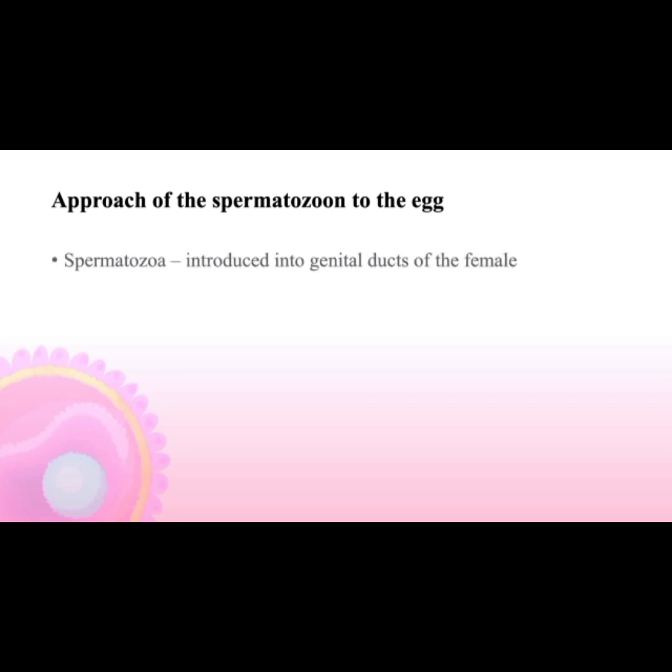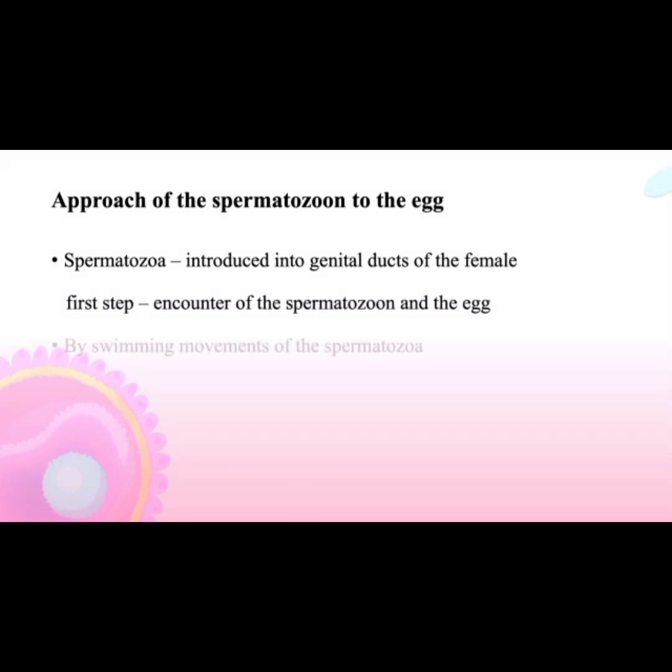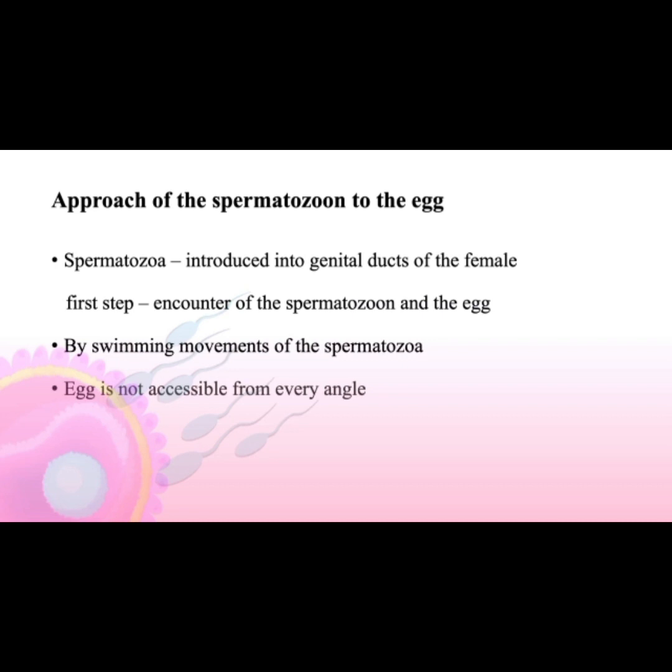After both the eggs and the spermatozoon are discharged into the surrounding medium, or after the spermatozoa have been introduced into the genital ducts of the female, in the case of internal fertilization, the first step is the encounter of the spermatozoon and the egg. This encounter is brought about by the swimming movements of the spermatozoa. The egg is not accessible from every angle and the spermatozoa are directed to a certain opening which leads to the egg.